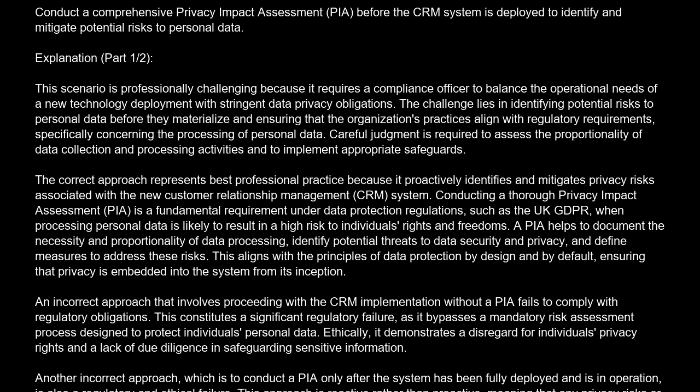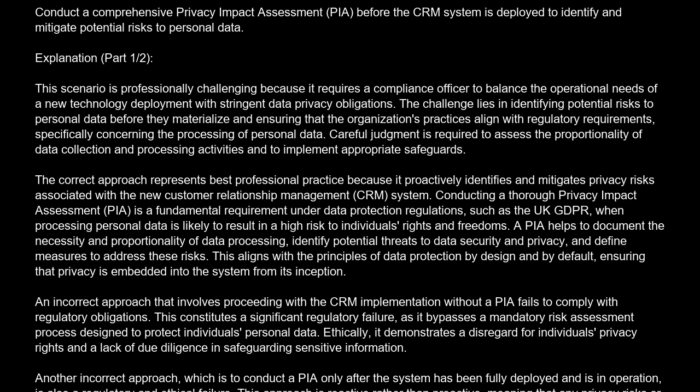The challenge lies in identifying potential risks to personal data before they materialize and ensuring that the organization's practices align with regulatory requirements, specifically concerning the processing of personal data. Careful judgment is required to assess the proportionality of data collection and processing activities, and to implement appropriate safeguards.